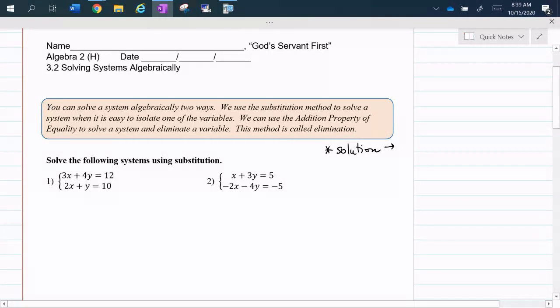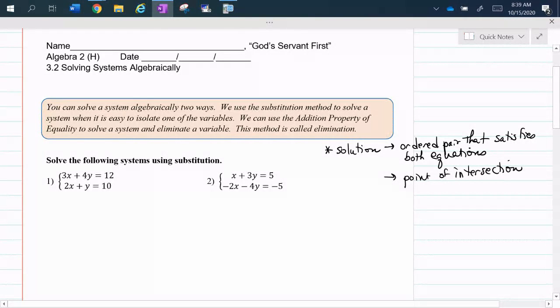The solution to a system is the ordered pair that satisfies both equations. In other words, the ordered pair that makes both sentences true. The solution to a system of two linear equations can also be thought of as the point of intersection. So if we're looking at the graph of a system, we're looking for its point of intersection.